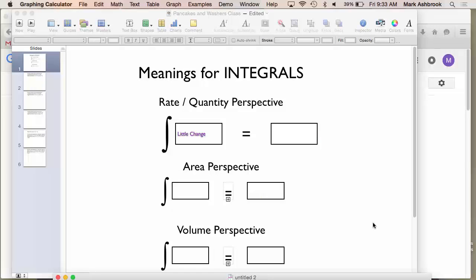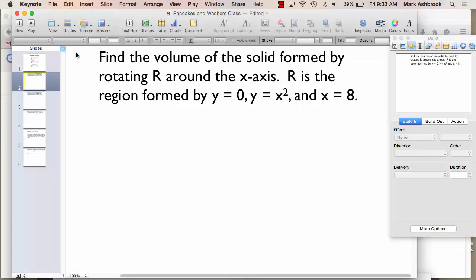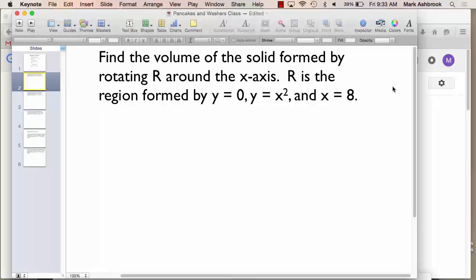Are we good on this page? So we want to find the volume of the solid formed by rotating R around the x-axis, and R is the region formed by y equals 0, y equals x squared, and x equals 8. This should be an easy region to sketch first, so let's do that. Y equals x squared, piece of cake, x equals 8, something like that, and y equals 0. So y equals 0 is the x-axis.